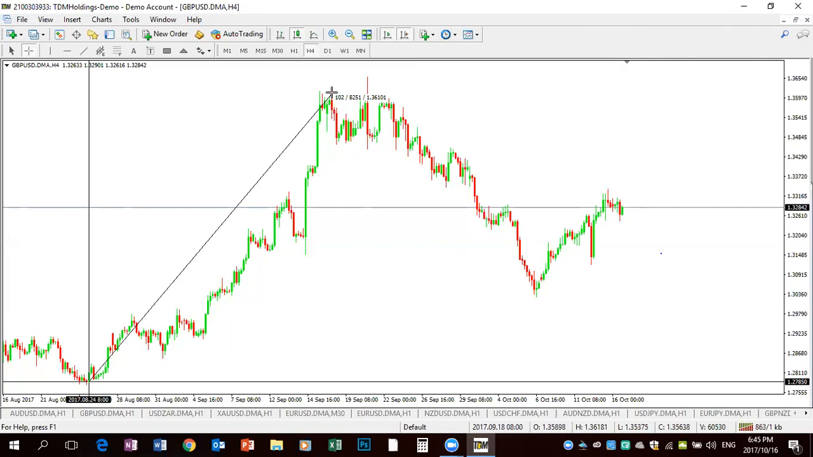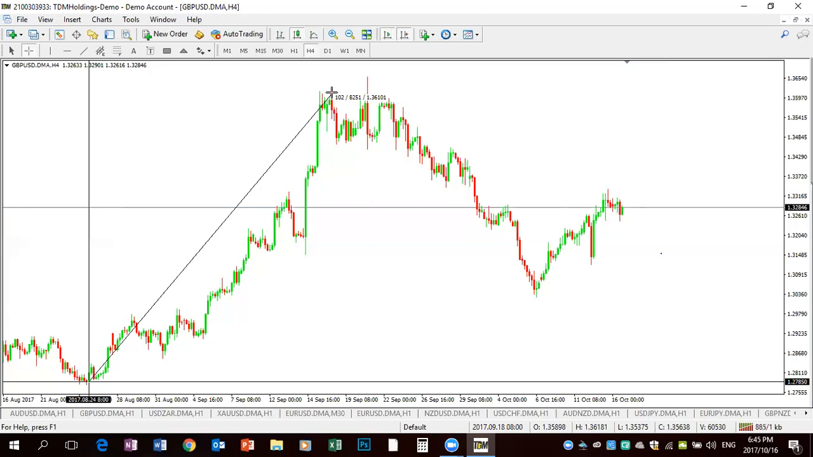Now I have 102, 8251, 1.36101. Now let's go back. 102 stands for the number of candles that are involved in this measurement. Let me repeat. 102 stands for the number of candles which are involved in this measurement.